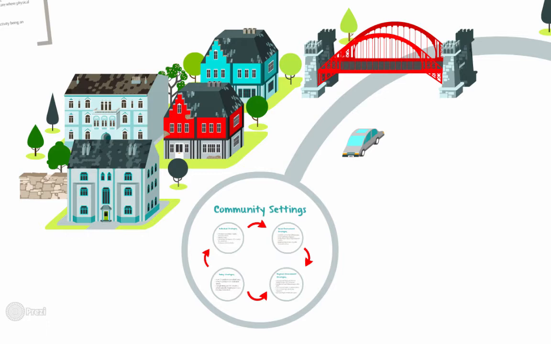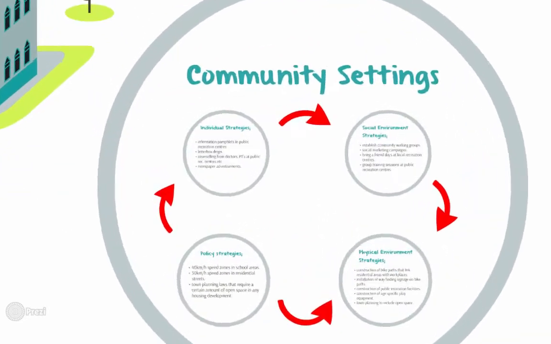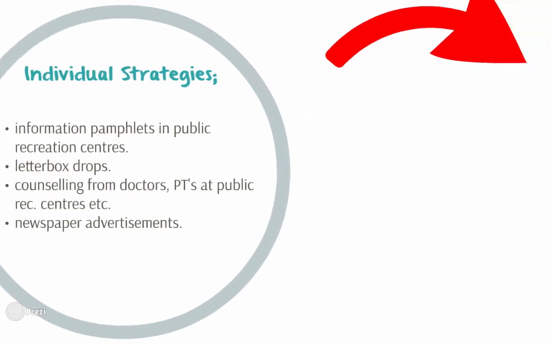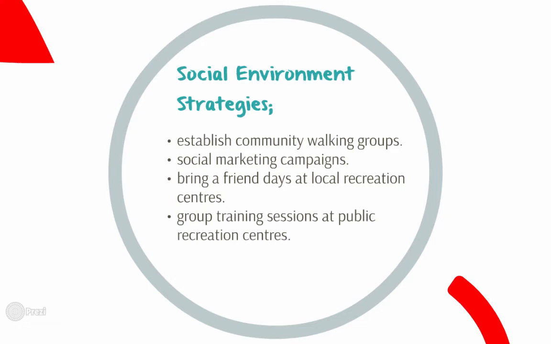So if we start off looking at a community and look at some individual strategies, we could do information pamphlets in public rec centres or in doctors' surgeries, etc. We could do letterbox drops, counselling from doctors or personal trainers at public rec centres, etc., or advertisements in local newspapers. Social environment strategies include things like community walking groups, social marketing campaigns, bring a friend days at local rec centres, or group training sessions at public rec centres.